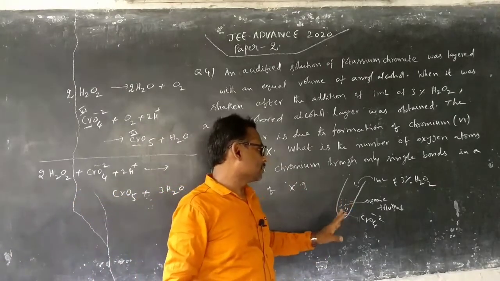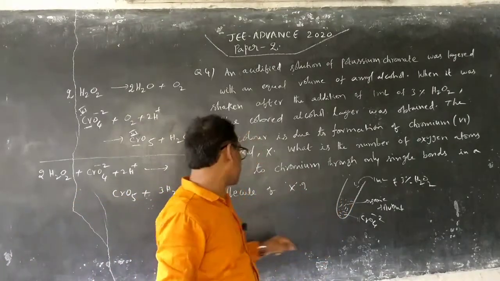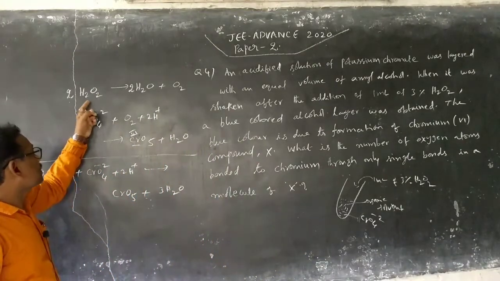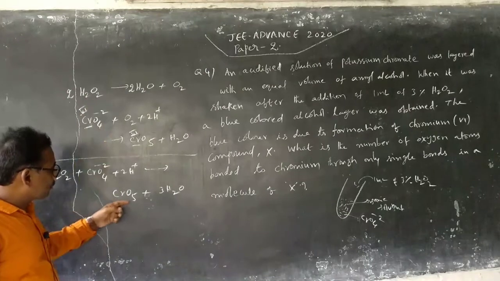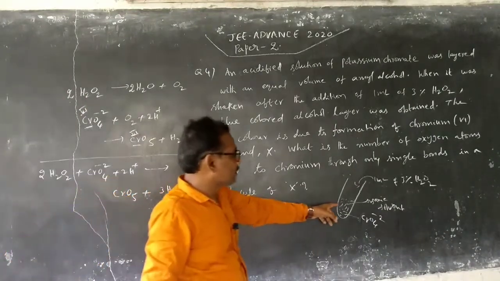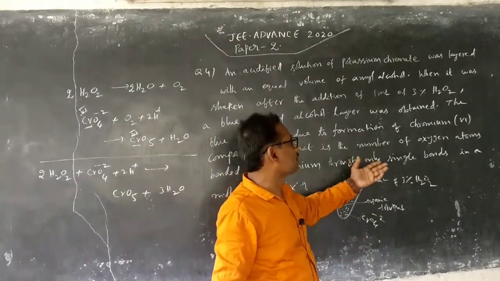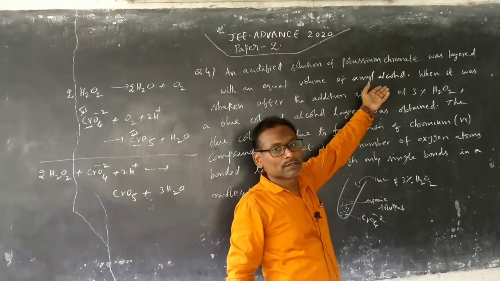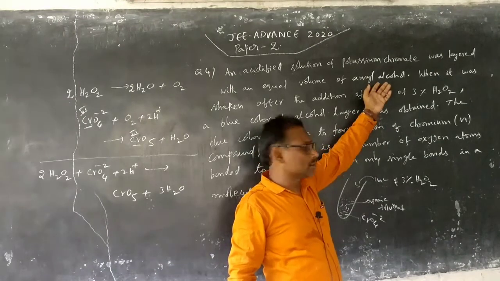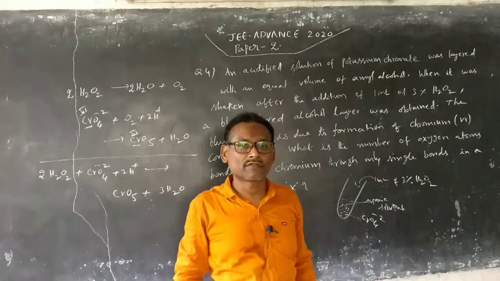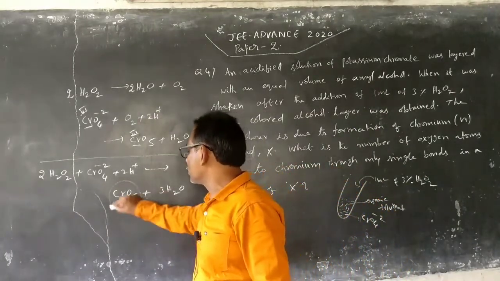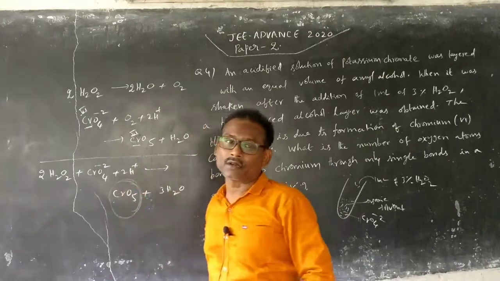So what is happening here? This compound is a peroxide compound. Hydrogen peroxide is unstable, but chromium peroxide is somewhat stable in the presence of an organic solvent. Here the organic solvent taken is amyl alcohol, that means pentyl alcohol, and in that medium the reaction is performed. So the obtained product is CrO5, and the question is also related to this compound.